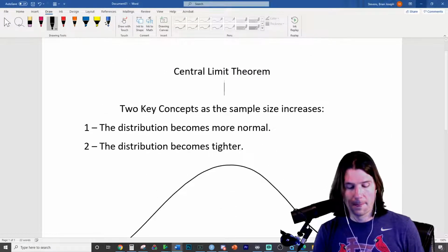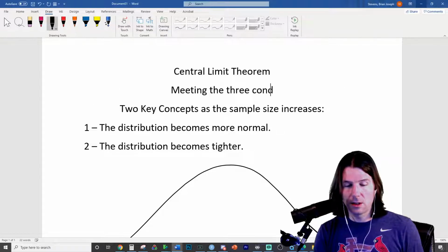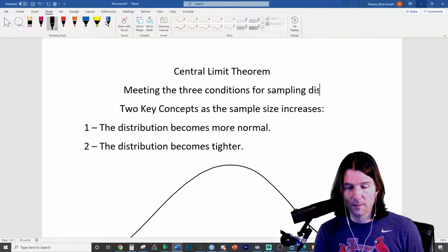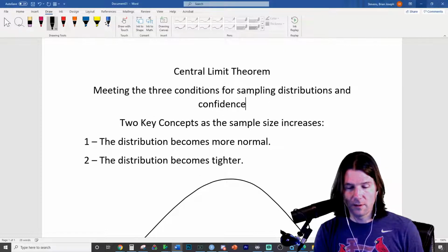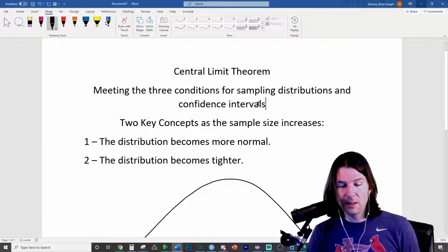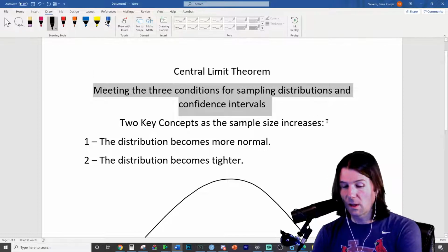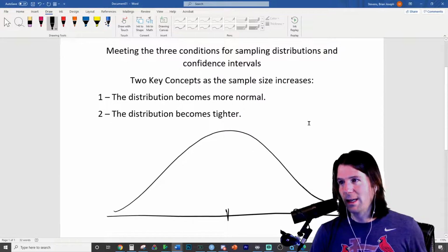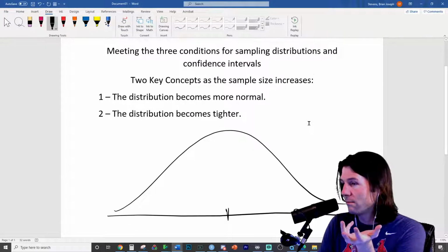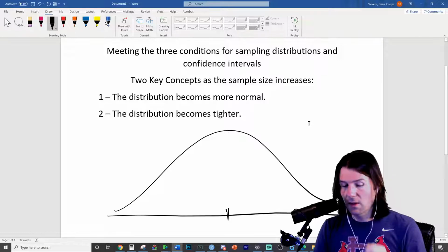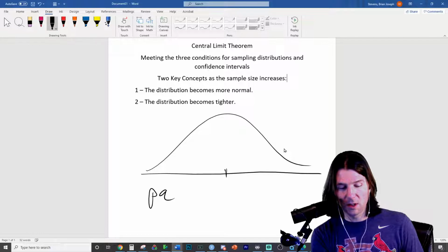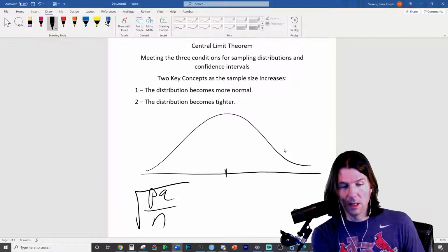Let's put that note right here. Meeting the 3 conditions for sampling distributions and confidence intervals. So if we meet the 3 conditions for sampling distributions and confidence intervals, then we will see, as the sample size increases, it becomes more normal. Both of those relate to the sample size, because the standard deviation of this distribution is the square root of P times Q over N. And look what happens here as N gets bigger.